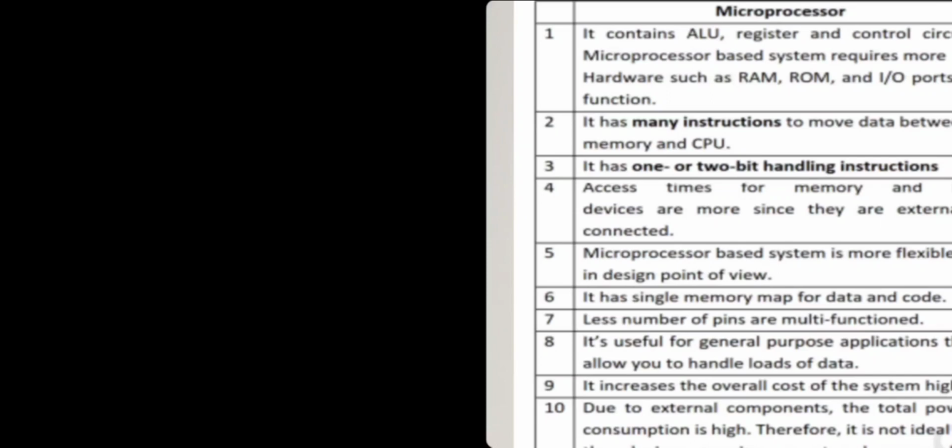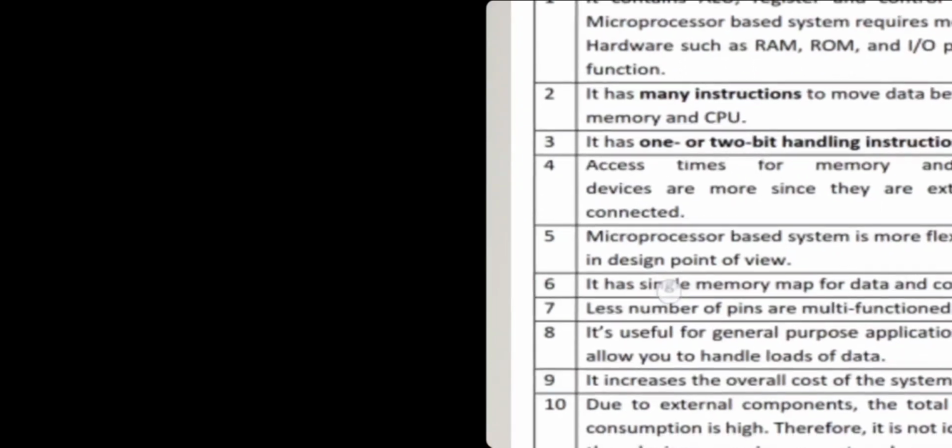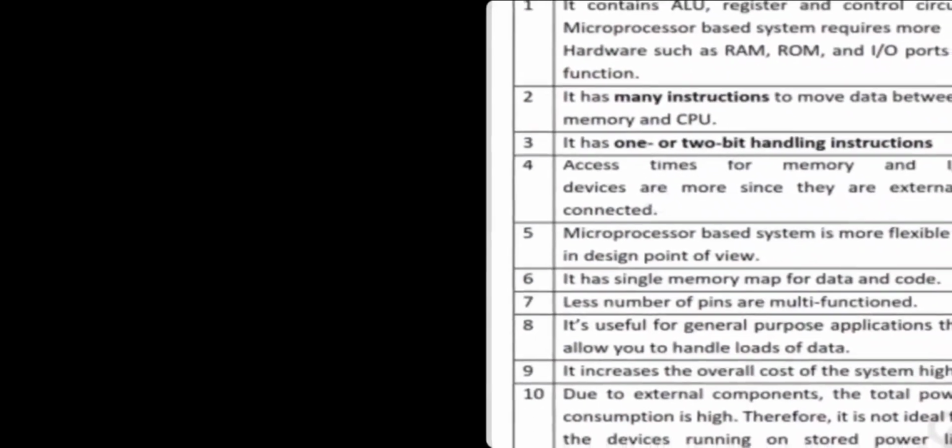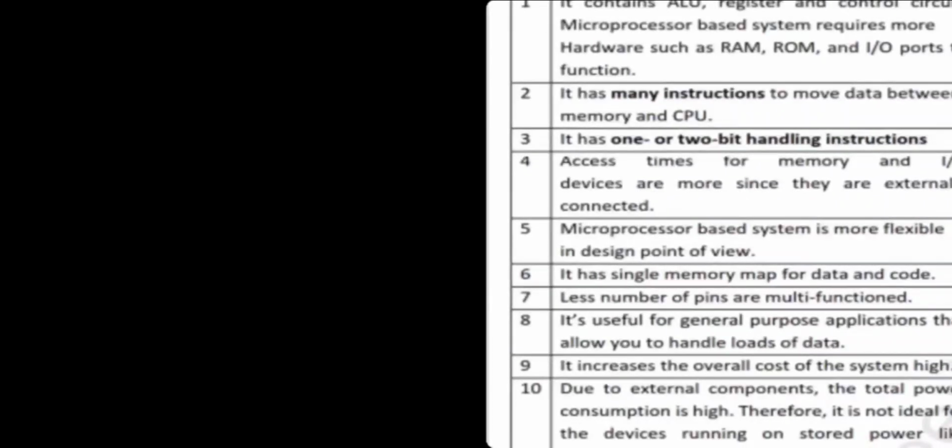The sixth point is that a microprocessor has a single memory map for data and code, but a microcontroller has separate memory maps for data and code. Since it has separate memory for mapping data and code, simultaneous access of data and code can take place, so the speed increases.